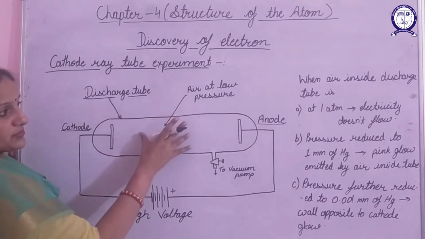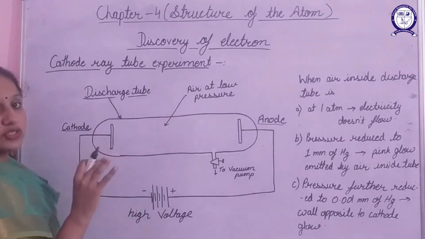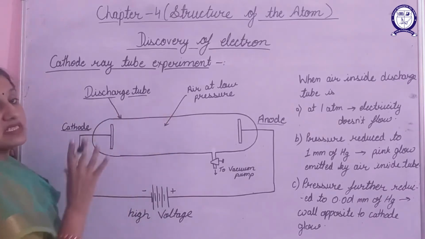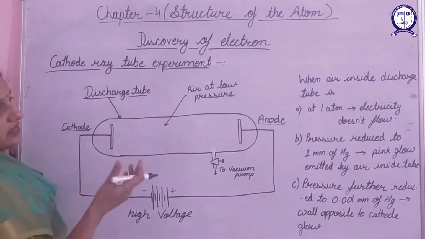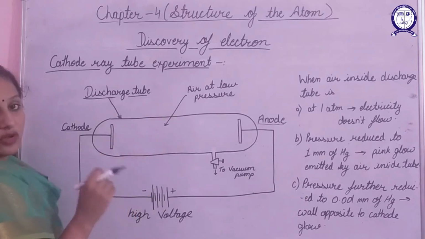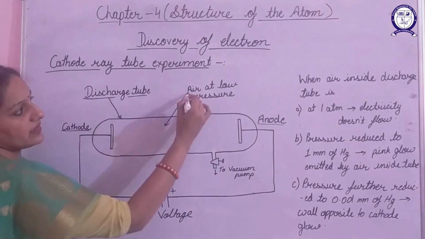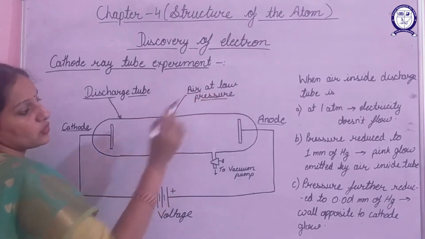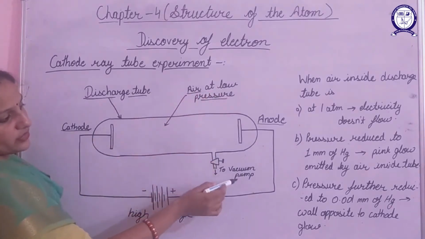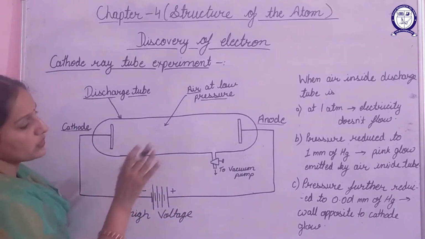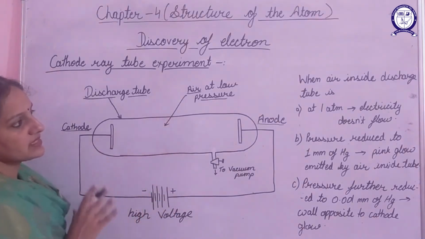Now air was present inside this discharge tube. We can take any other gas also, but at that time it was air only. If we took another gas, the color of the observation would vary, but this time we are taking air, and the air was at low pressure. So he took a vacuum pump also. With the help of this outlet, he attached a vacuum pump so as to adjust the pressure inside this discharge tube.